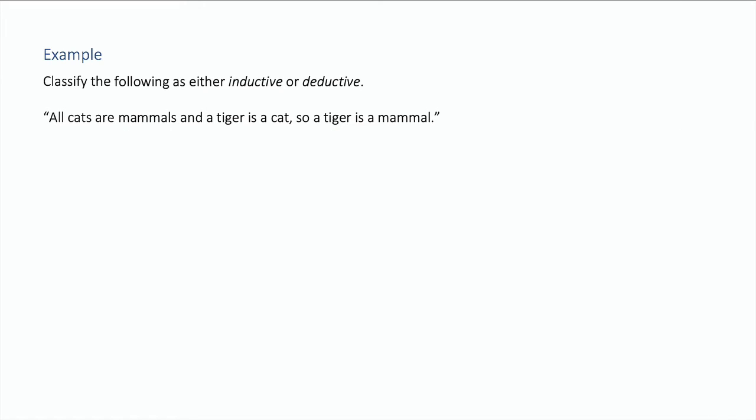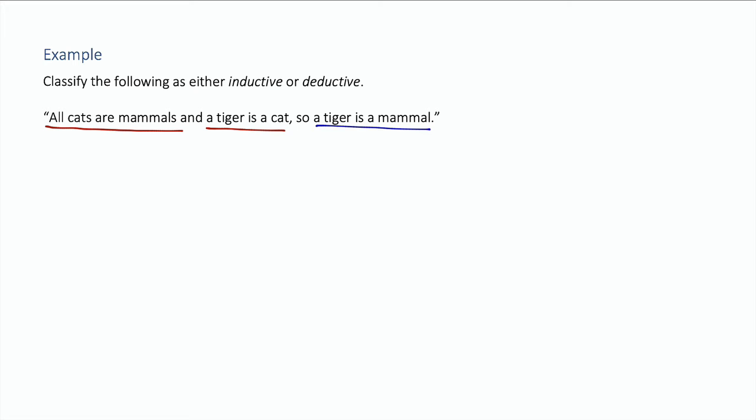Let's look at another. Classify the following as either inductive or deductive. All cats are mammals, and a tiger is a cat. So a tiger is a mammal. So looking at our premises, okay, the established truths, all cats are mammals and a tiger is a cat. Okay, and then our conclusion is that a tiger must be a mammal.